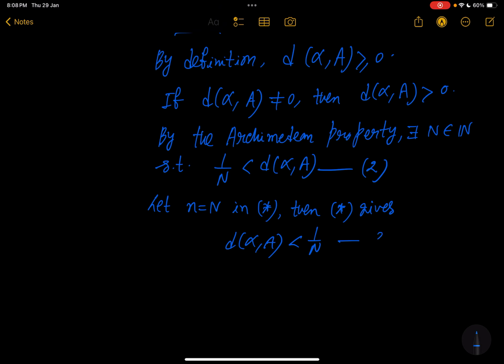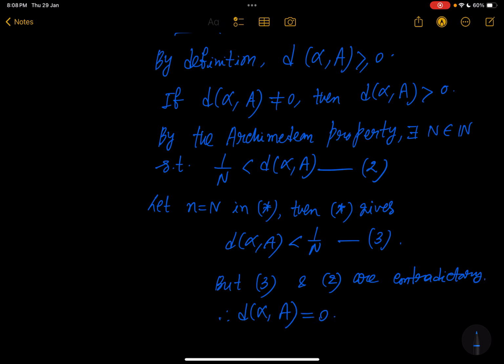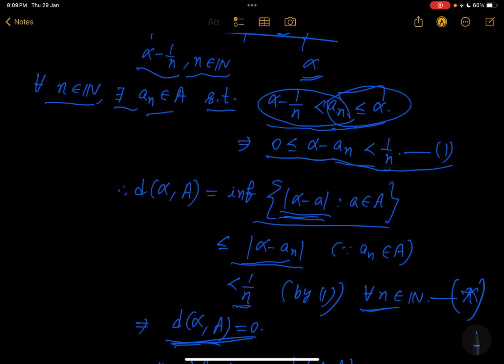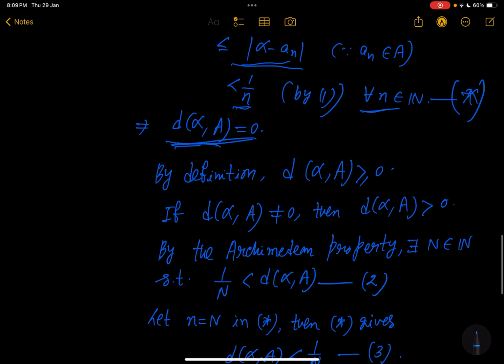Let's say this is 3, but 3 and 2 are contradictory, right? So the only possibility is that the distance between alpha and A is 0. Okay, right? So this somewhat says that the distance between the supremum of a set and the set is nothing but 0, right?